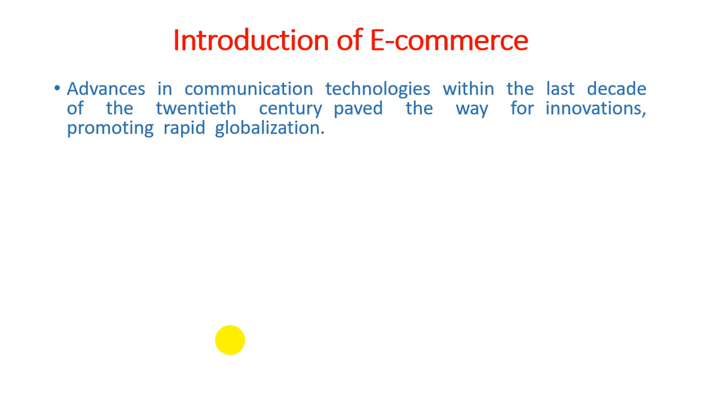Advances in communications technologies within the last decade of the 20th century paved the way for innovations promoting rapid globalization, because everything is now available from morning to night. Whatever products we use in our day-to-day life, like vegetables, fruits, soap, shampoo, and lots of products, like all the digital products such as mobile phone, laptop, TV, fridge, washing machine, bike, car, and everything.